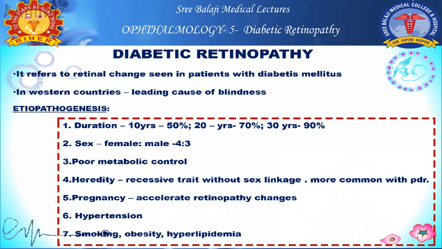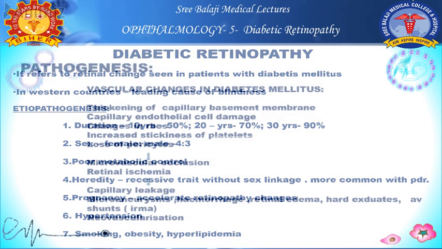Poor metabolic control. Hereditary also plays a role, which is transmitted by recessive trait without sex linkage. And this type of hereditary pattern is more common with proliferative diabetic retinopathy. And pregnancy can accelerate retinopathy changes, hypertension, and other risk factors like smoking, obesity, and hyperlipidemia.